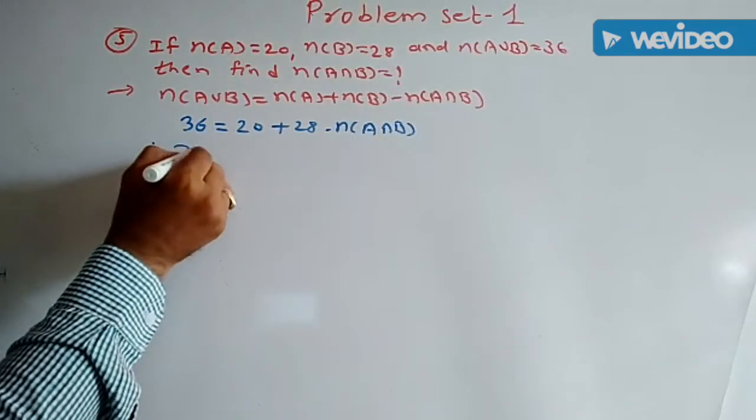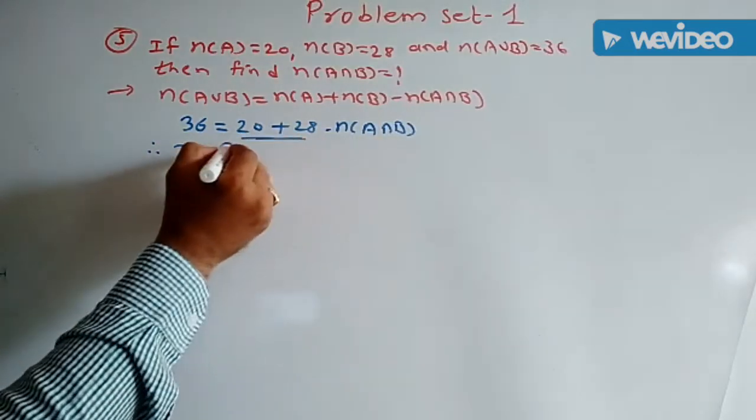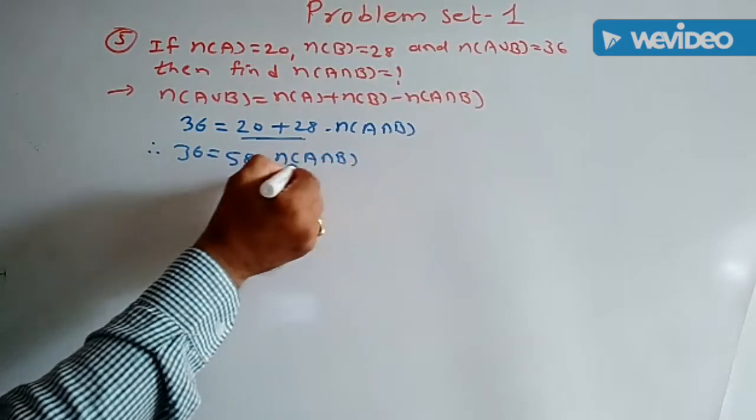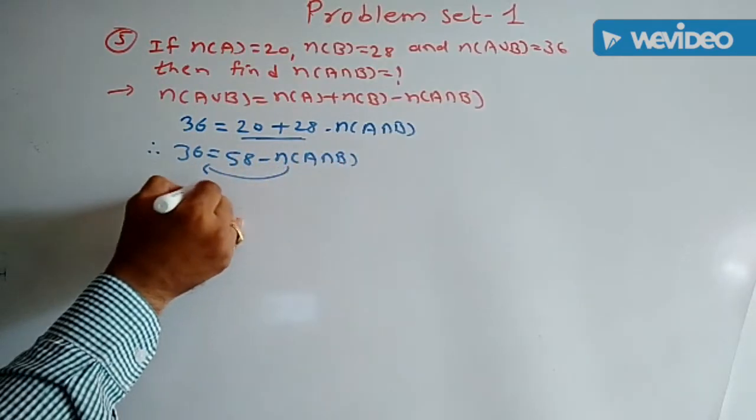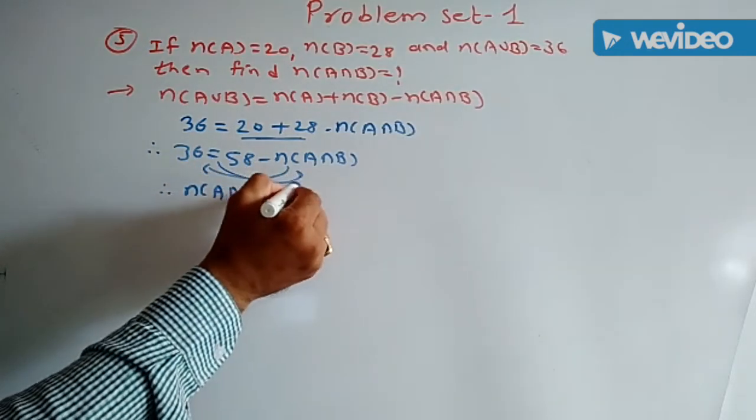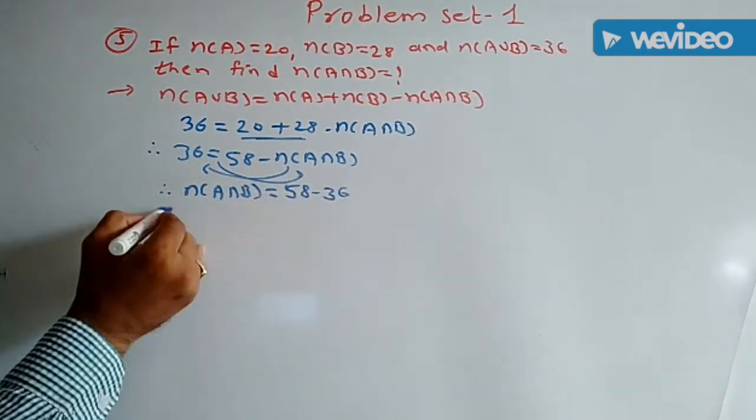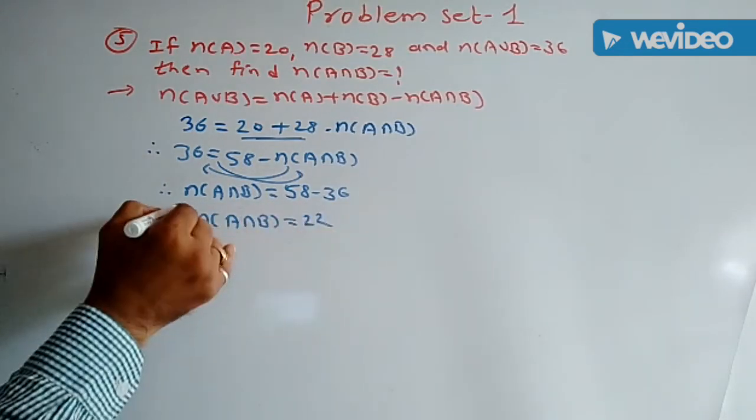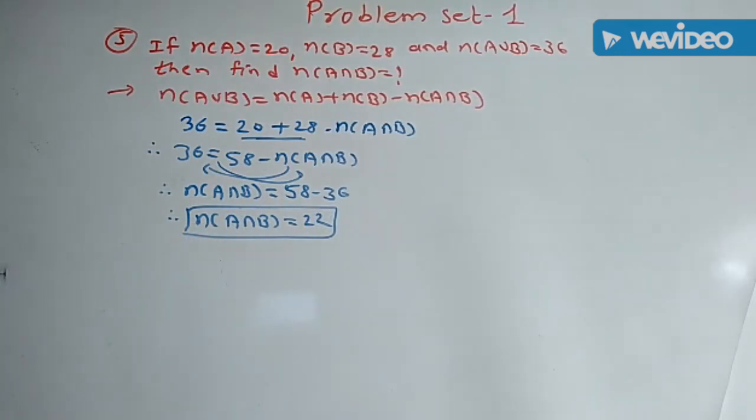Then 36 is equal to the addition of both, 58, minus n(A intersection B). To find n(A intersection B), minus gets converted to plus, and plus 36 gets converted to minus. That is, n(A intersection B) is equal to 22, which we had to find. Most easiest example.